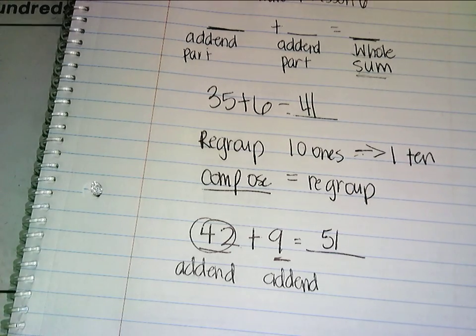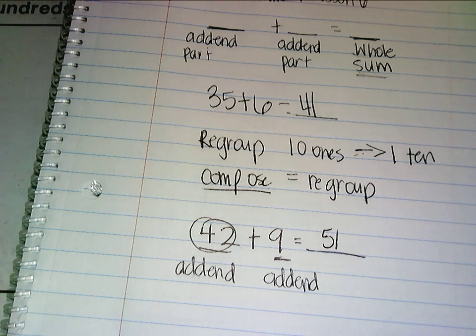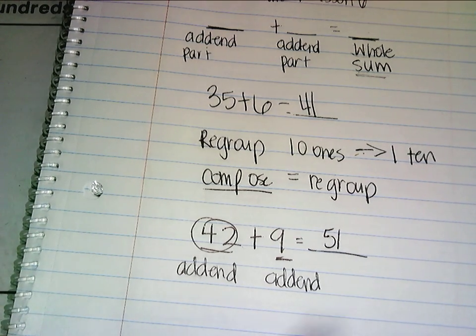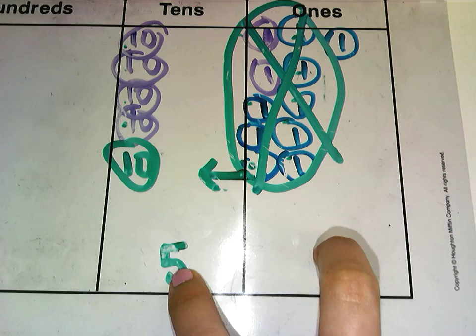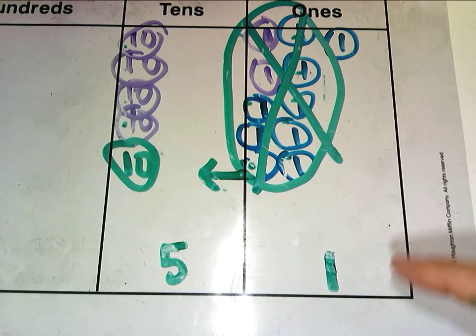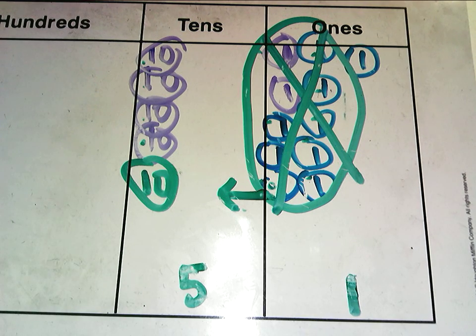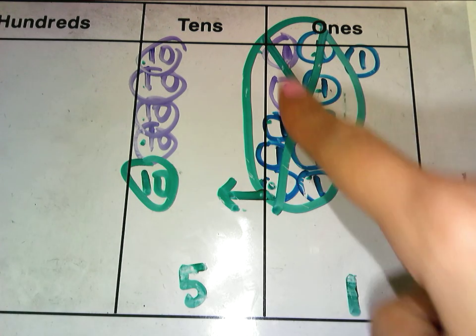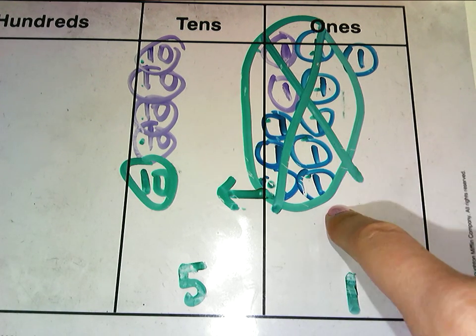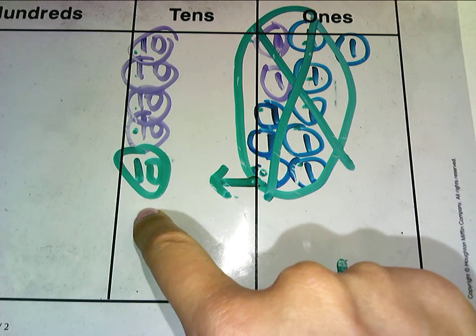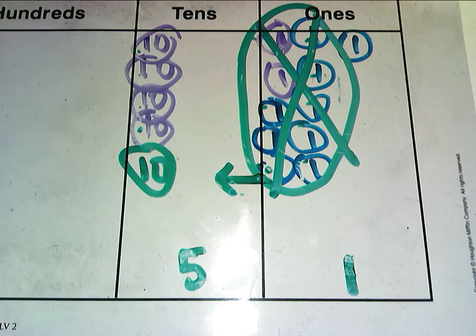Okay? So this is what you're practicing today. You're going to represent your two addends onto your work mat, just like I did. You're going to add the ones, tens, hundreds, and then you're going to see if you can compose a group of 10 ones, and you're going to regroup it for a group of 10, just like I did. Okay? So let's take a look at that problem set.